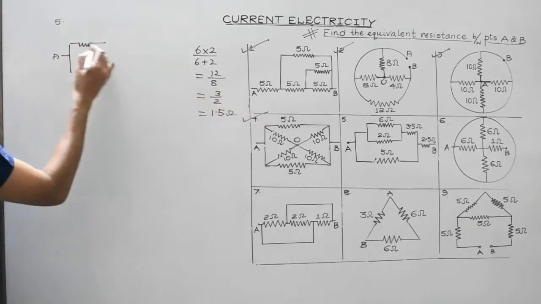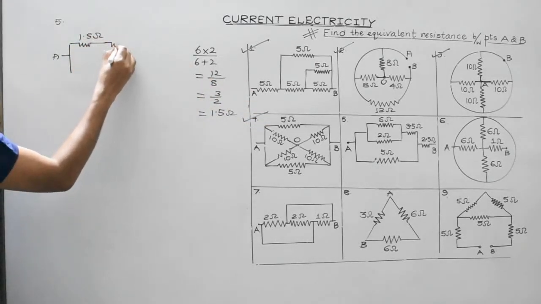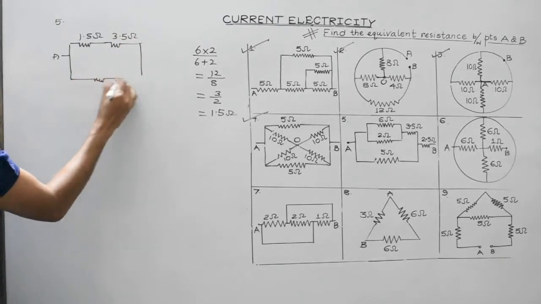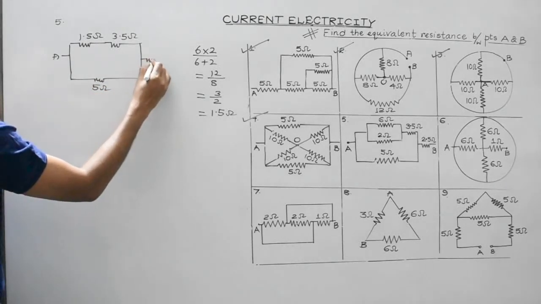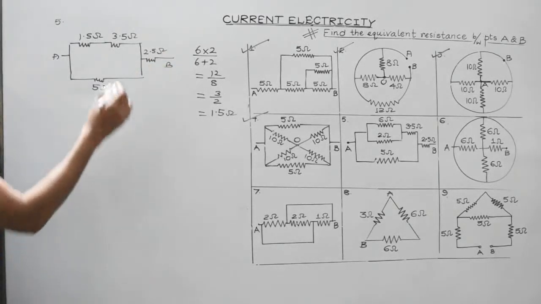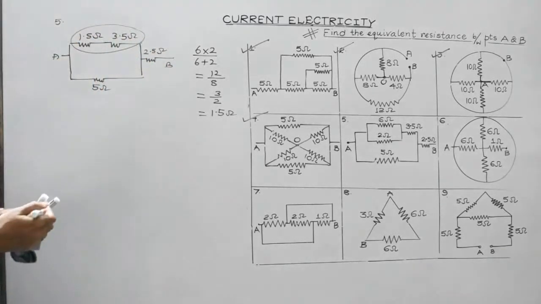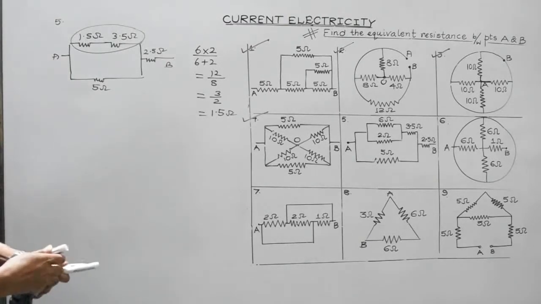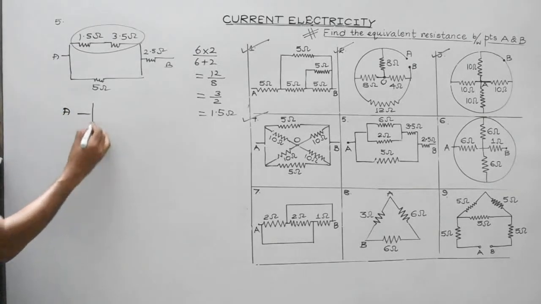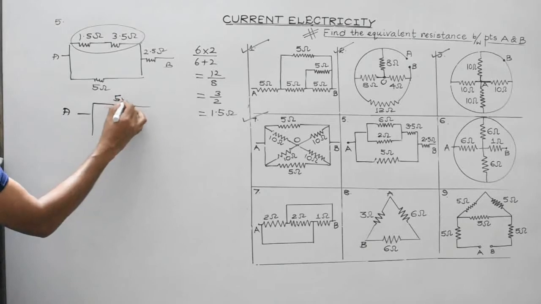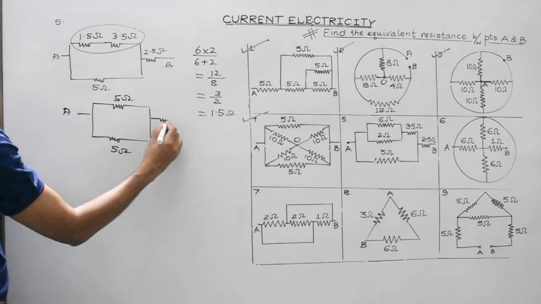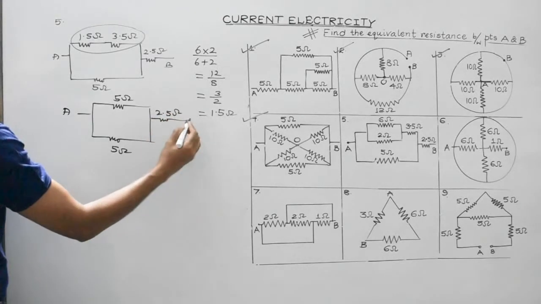The equivalent of 6 and 2 is 1.5 ohm. It is given to be 3.5 ohm. And then this is 5 ohm. And this one is given to be 2.5 ohm. Right, students? Okay. These two are connected in series. No doubt regarding this. So the equivalent resistance of these two would be 3.5 plus 1.5, which will give us 5 ohm. So it can be further redrawn in this particular manner. This is 5 ohm. This is 5 ohm. And here is 2.5 ohm.